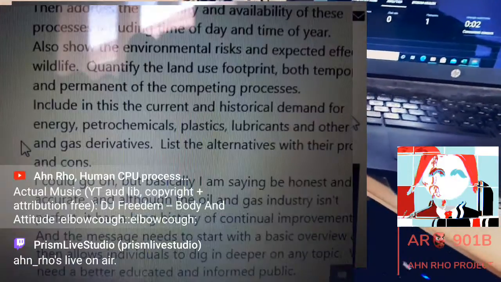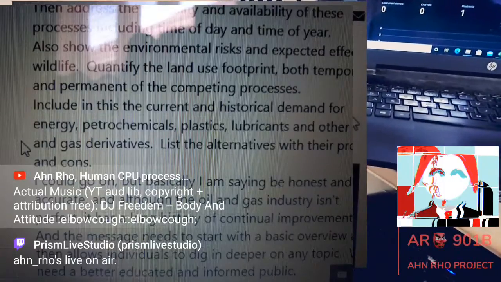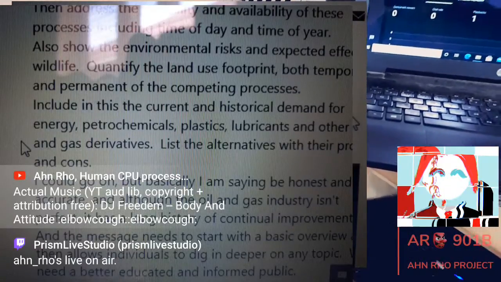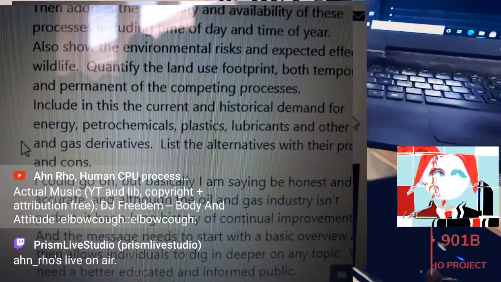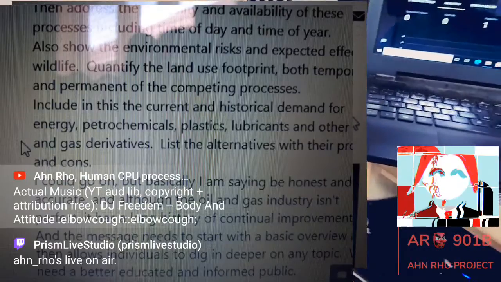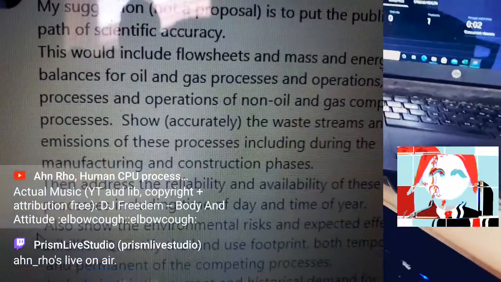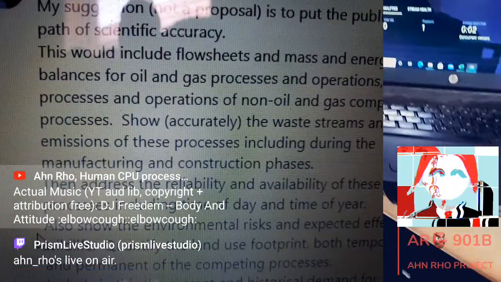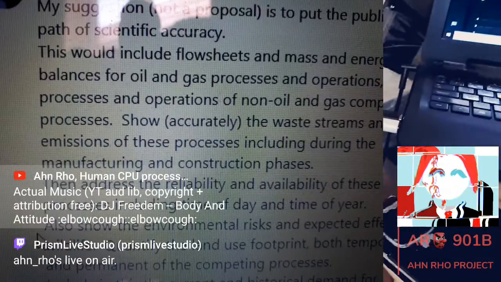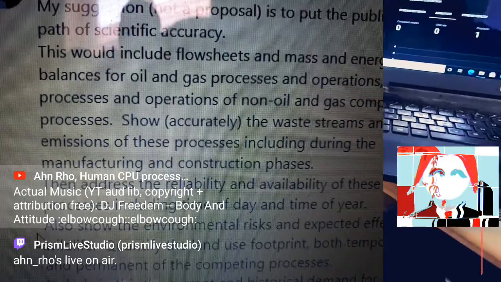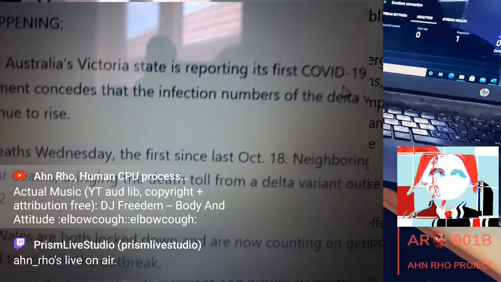Even if I may or may not agree with it, look at this one, particularly scientific. Quantify the land use footprint, both temporary and permanent, of the competing processes. Include in this the current historical demand for energy, petrochemicals, plastics, lubricants, and so on and so forth. Very smart and overall well summarized. They deliver a point. They're not out here to attack and defame anyone. Once again, this includes flow sheets, mass energy balances, and so on. Of course, it's clear to me that this was a professional who's talking about this, and that's that.